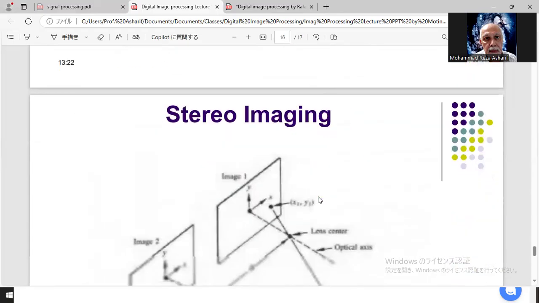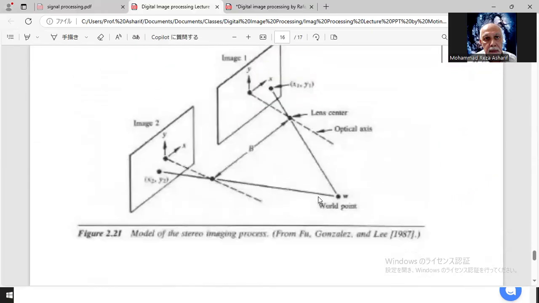This was the previous one. You can see the previous one and then this one, then you can remember everything.